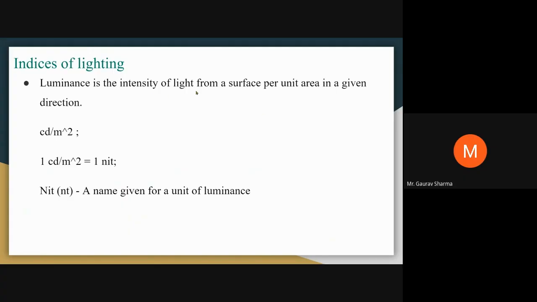Luminance is the intensity of light from a surface per unit area in a given direction. That means candela per meter square, or you can write it as 1 candela per meter square. Okay. It is also somewhere written as 1 nit. So this 1 candela per meter square is nothing but the nit.